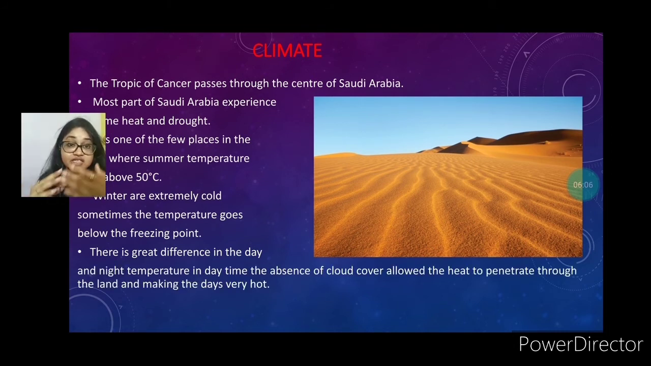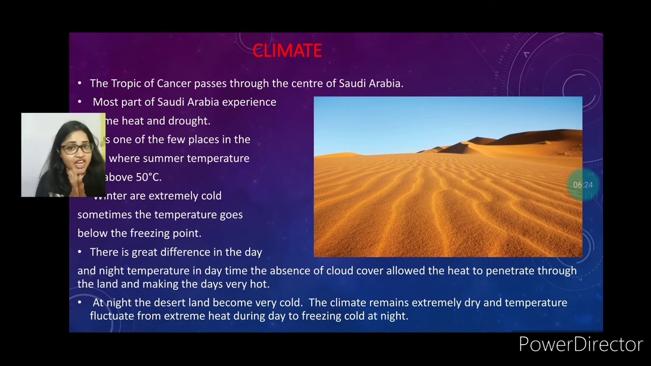Okay, the temperature variations in the daytime: in the absence of cloud cover, the heat penetrates through the land, making the day very hot. So during the daytime, the Saudi Arabia regions are very hot, but at night the desert land becomes very cold. Why? The climate remains extremely dry and temperature fluctuates from extreme heat during the day to freezing cold at night. So you can see the difference between the temperature of the day and the night.